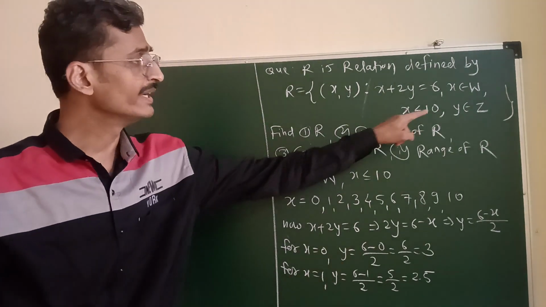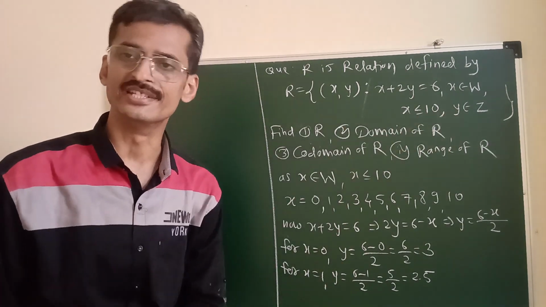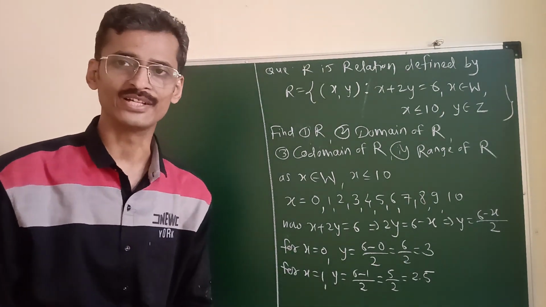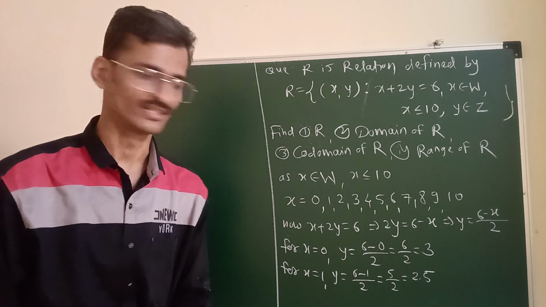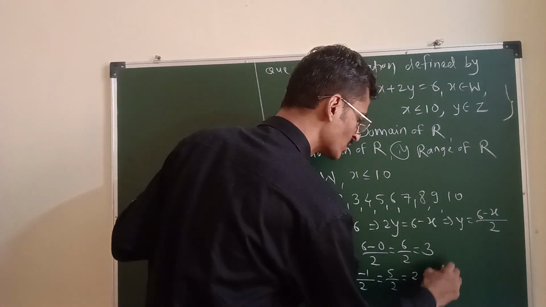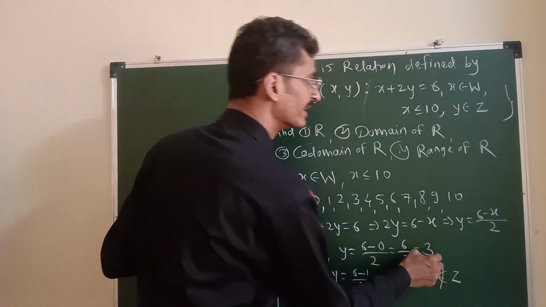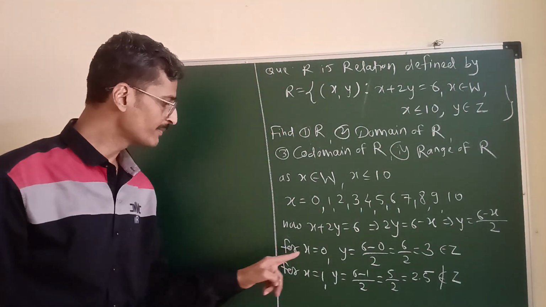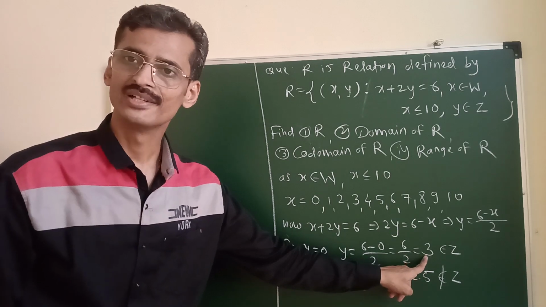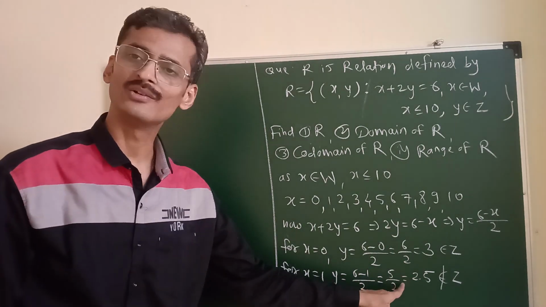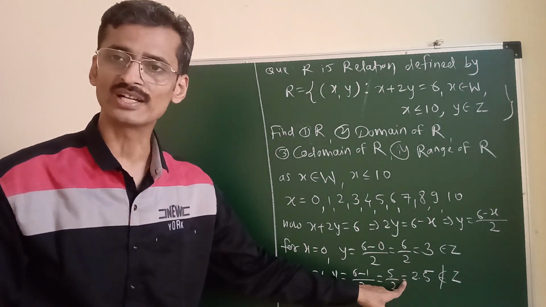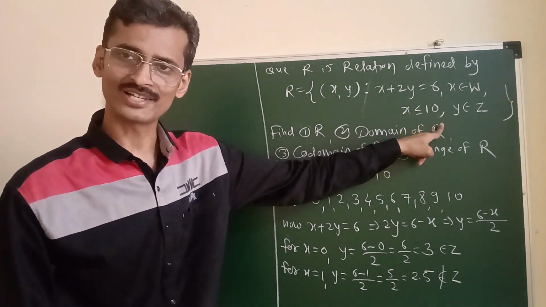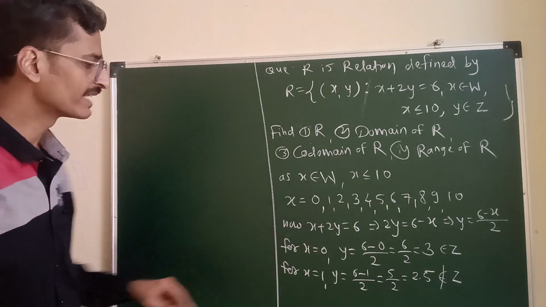Now here the condition is that y we want an integer. Now this is 5/2, that is 2.5. That is what? A rational number, that is not an integer. So here we can write this does not belong to Z. Here this 3 belongs to Z, right? So the ordered pair we can select is (0, 3). Don't write this 1 and 2.5, because 2.5 is not an integer. By this given relation we want y an integer. Okay, so next, after 1 write 2.